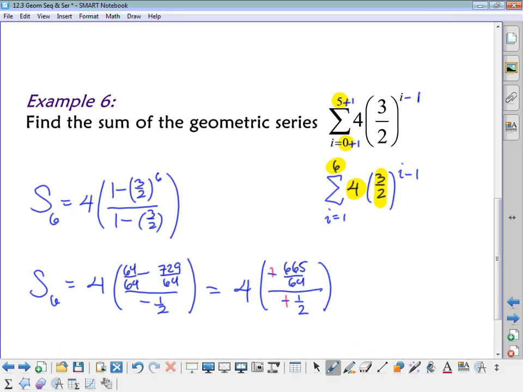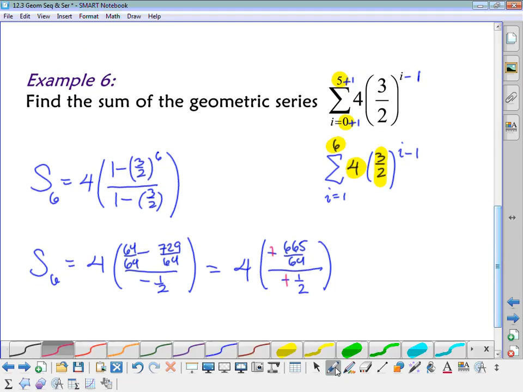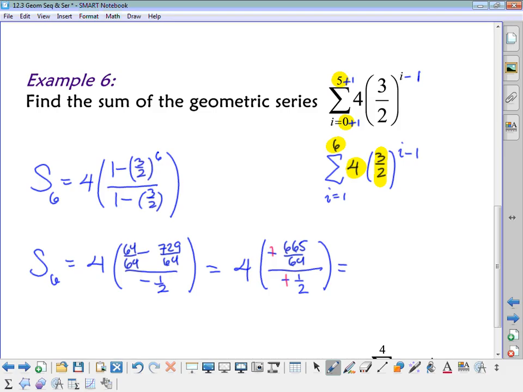So first thing I'll do is I'll get rid of those negatives since I've got a negative divided by a negative. So whenever we divide by a fraction, that's the same as multiplying by the reciprocal. So to get rid of that compound fraction, I'm going to do 4 times 665 over 64 times the reciprocal 2 over 1. And so 4 times 2 is 8. That goes into 64 8 times. And so you end up with 665 over 8 as your final answer.